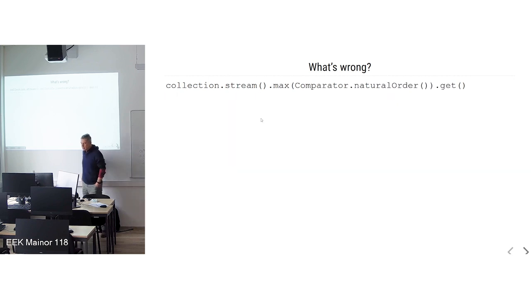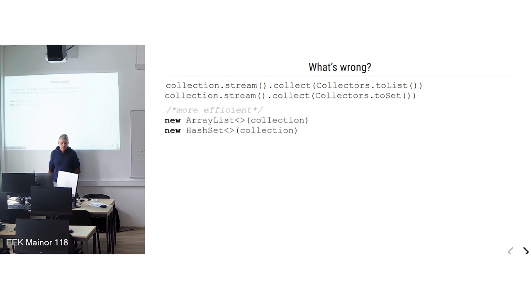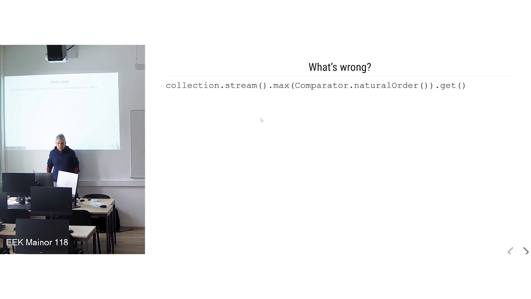All right, so now we realized we don't need to convert our collections to a stream if we are going to do some simple thing. Okay, maybe this one. What's wrong here? What's going on here?